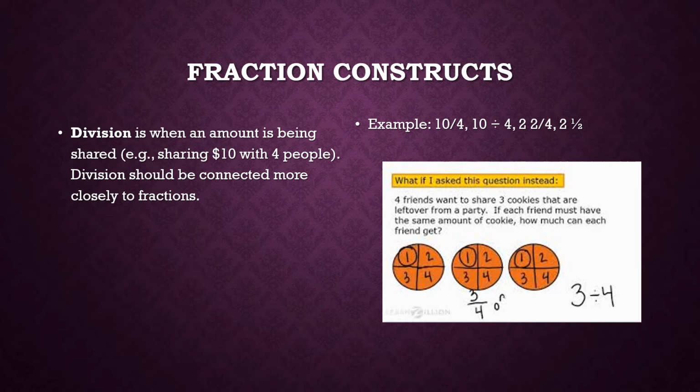In the example on the right, basically, it is about cookies. 4 friends want to share 3 cookies that are left over. So we have the 3 cookies, and we're going to divide them each into 4 parts because there are 4 friends. Then we figure out that that really means 3/4 or 3 divided by 4, and that's our answer. Each person gets 3/4 of a cookie. That might be hard to divide, but that's the answer nonetheless.